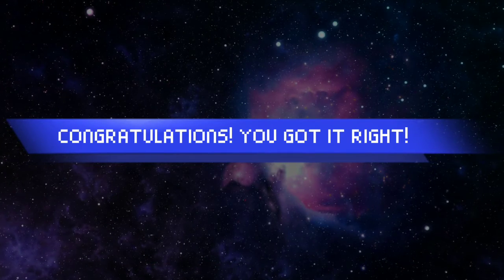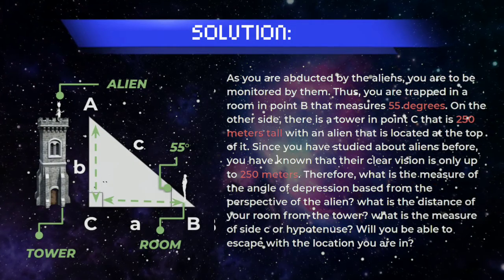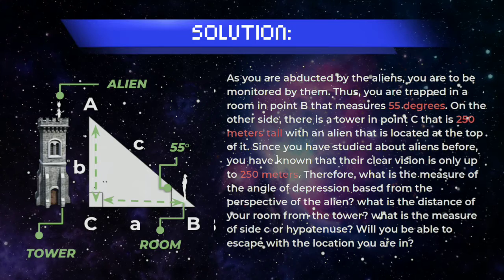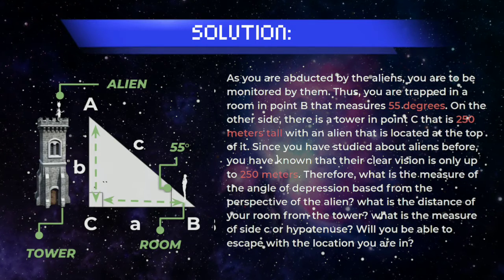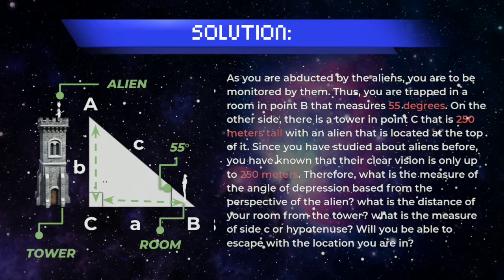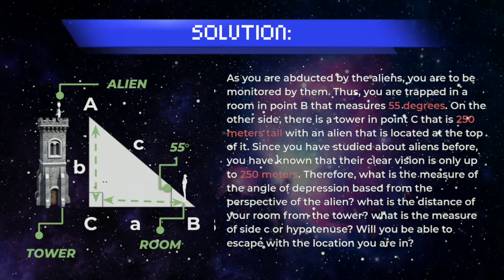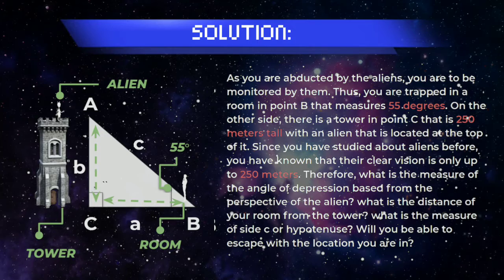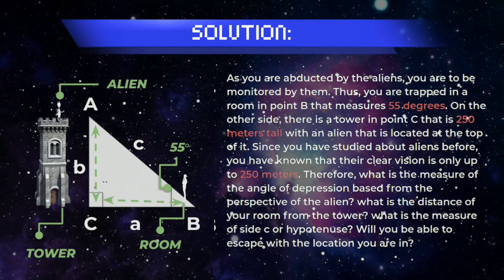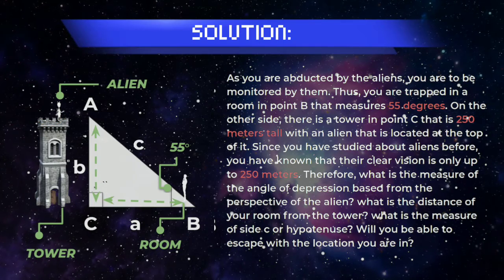Congratulations, you got it right. To know if you can escape or not, we need to illustrate the given for better understanding. First, it states that point B, where the room is, measures 55 degrees, and on the other side of point C, a 250 meters tall tower is located. Therefore, that would leave side A as the distance. And always remember that an alien's clear vision is limited only up to 250 meters.